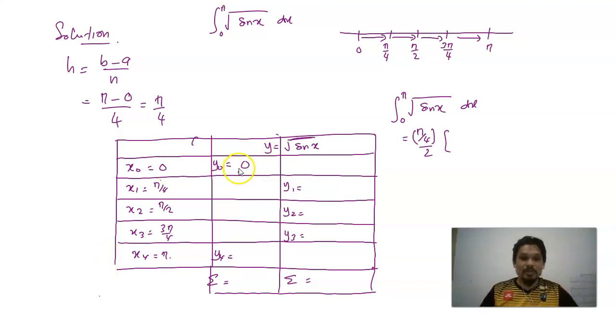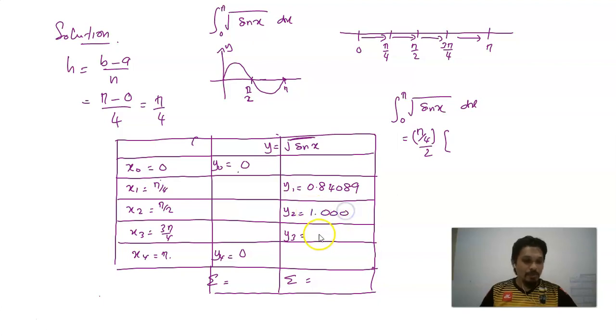Okay, so x equals 0, sine 0 equals 0, square root of 0 equals 0, x equals pi. You still remember the graph of sine x? Which is pi over 2 until pi equals 0. So sine pi equals 0, square root of 0 equals 0 here. And the rest of this is 0.84089. Again, I'm sorry for this careless mistake. Okay, it is 1.000, 0.84089.